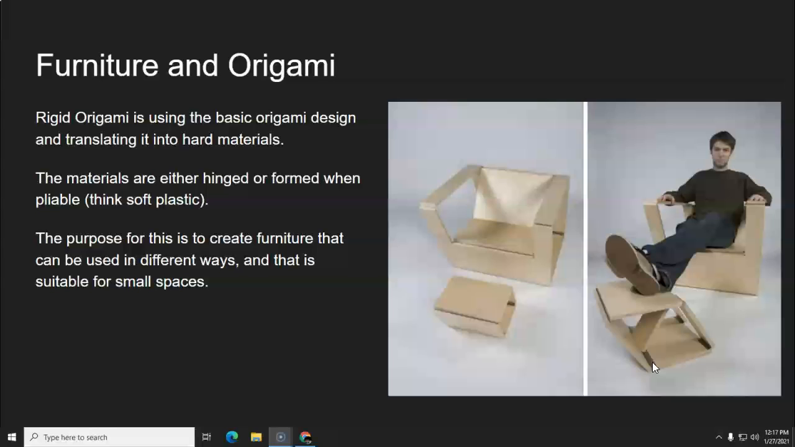But the furniture that really folds is what origami structure is used most for, and with the purpose of creating furniture that can be used in different ways. It can be transformed, and it's okay to use in small spaces. As the arrival of tiny homes, and then also the nomadic lifestyle of living in campers and buses and things like that, or just small apartment dwelling.